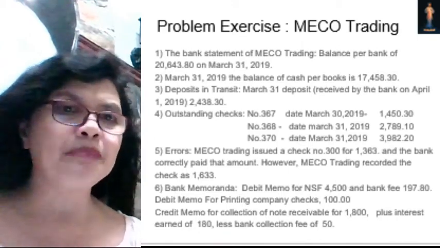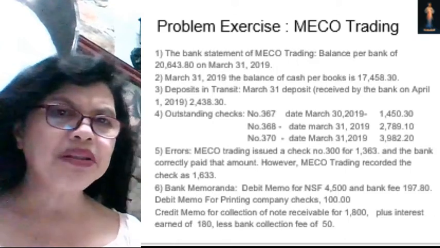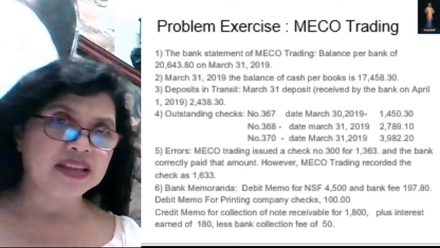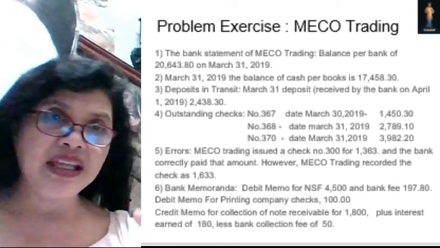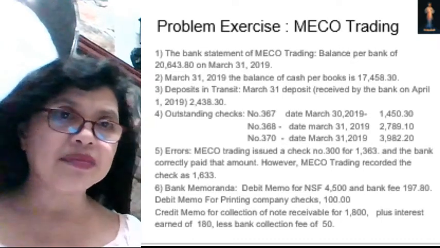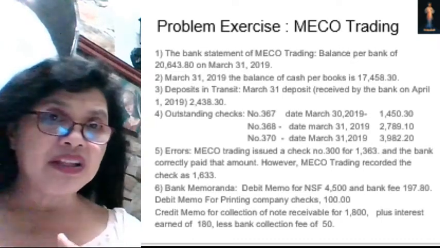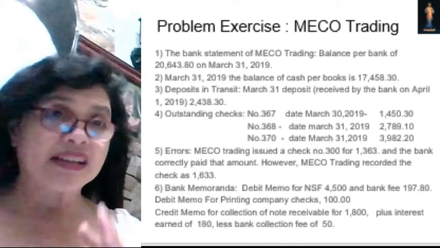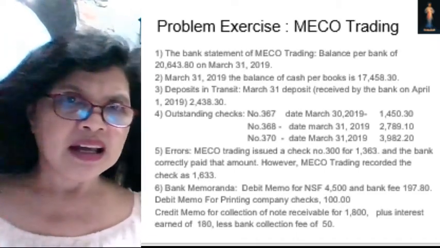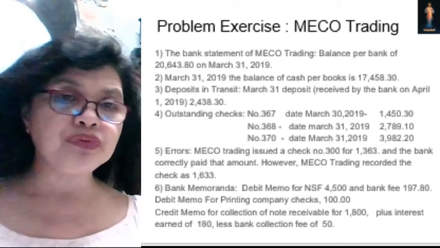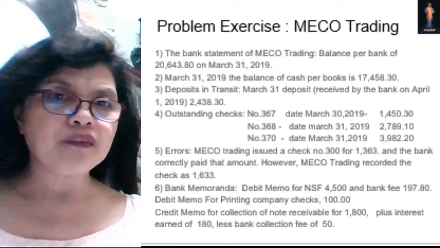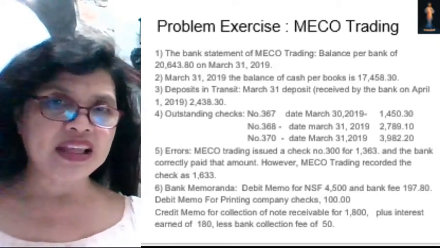Okay, next we have bank memoranda. What do you mean by bank memoranda? It may be a debit memo or a credit memo. A debit memo meaning debit charge, so it will be a deduction. Then a credit memo, that's a credit on the credit side, that means it will increase your account. So the debit memo says debit memo for NSF, not sufficient fund, 4,500, and bank fee of 197.80.